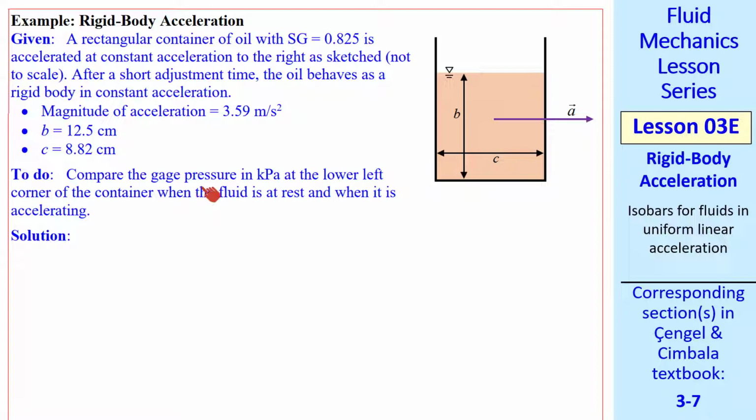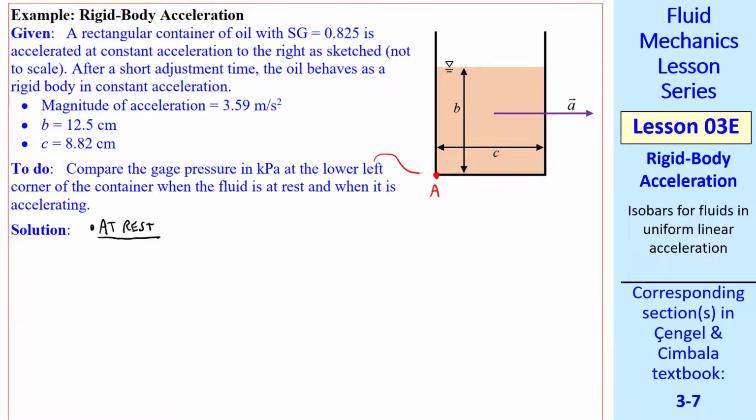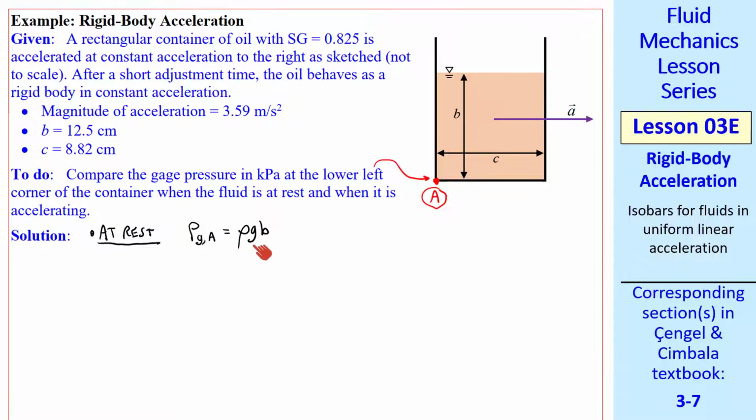We want to compare the gauge pressure in kPa at the lower left corner when the fluid is at rest and when it's accelerating to the right. I'll call this point A. When the fluid is at rest, the gauge pressure is just rho g b, where b is the depth of the liquid. This is just a review of previous lessons in hydrostatics.